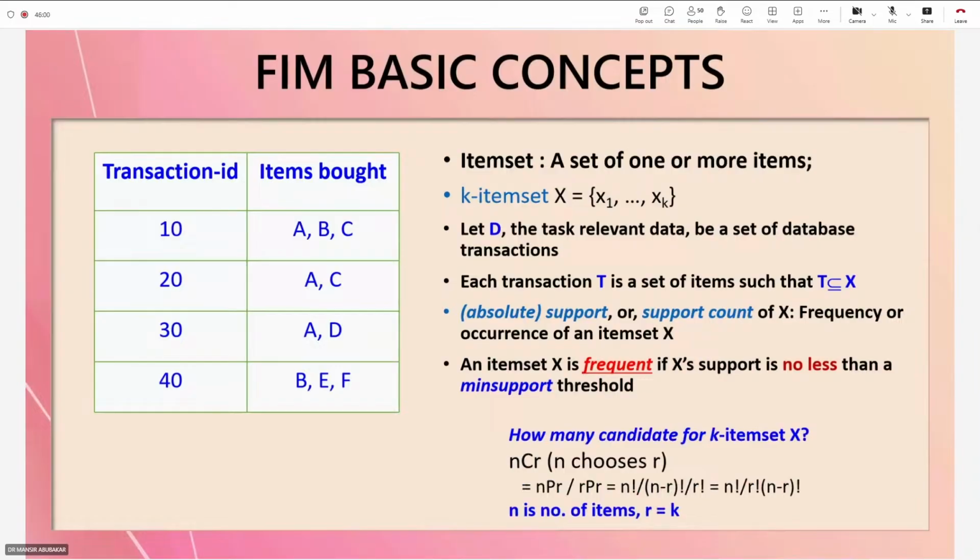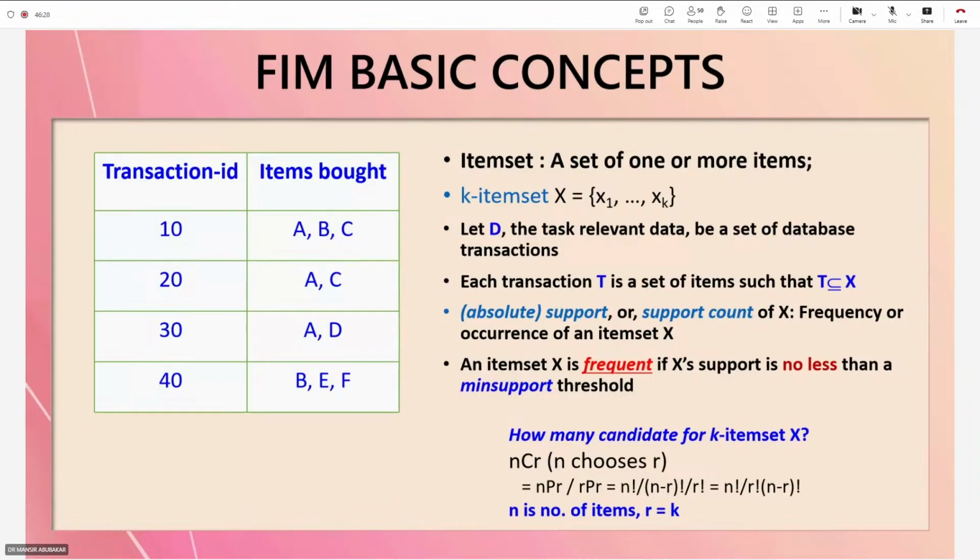The basic concept is this: let's look at this example. We have the transactions here. We have 4 transactions. These are the items that are bought. For example, in the first transaction, items A, B, and C are bought at the same time. In the second transaction, another customer bought items A and C. In the third transaction, another customer bought items A and D. And then in the fourth transaction, the customer bought items B, E, and F.